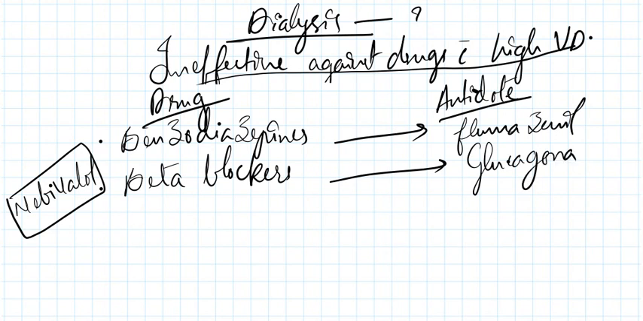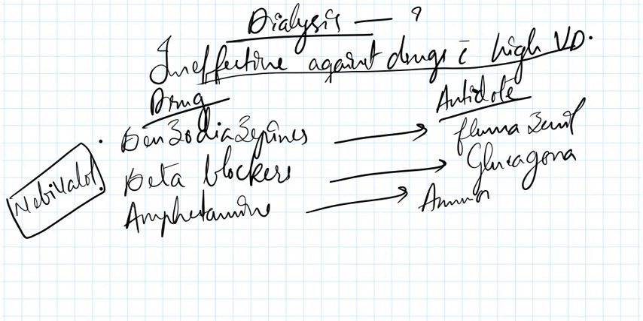Now, amphetamine poisoning. What is the antidote? It's ammonium chloride. Guys, remember this. These are very important poisonings, a potential MCQ.